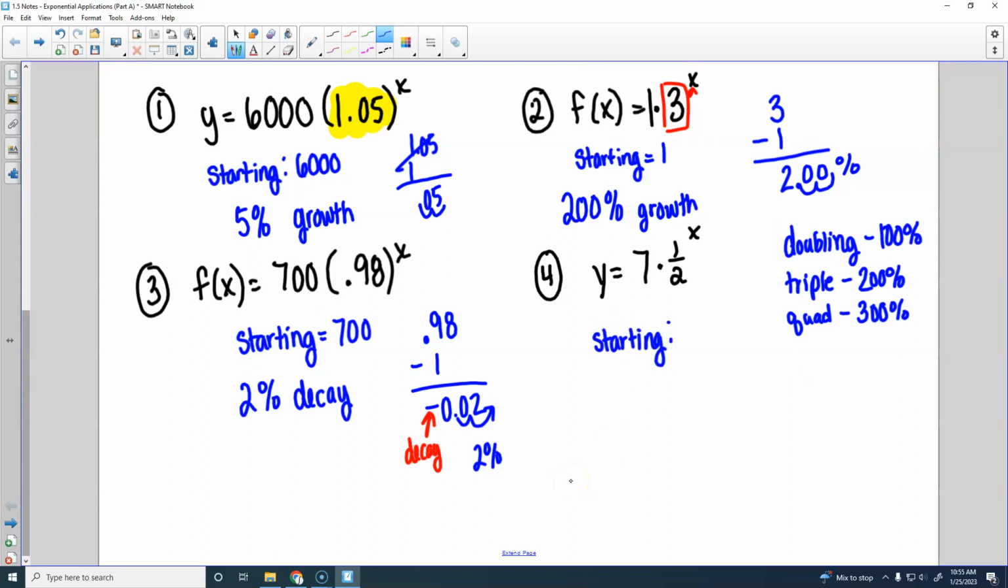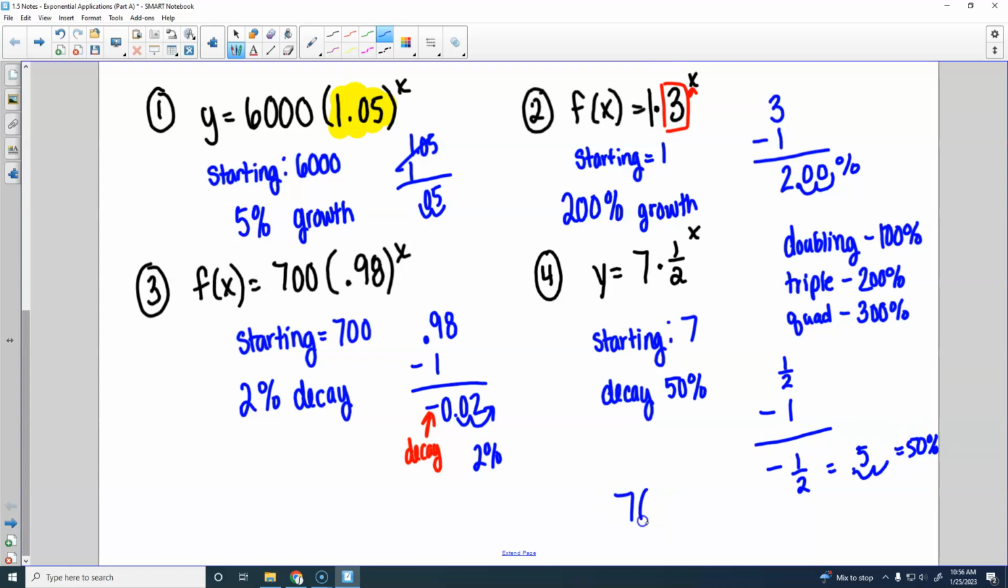Lyndon, what's my starting value going to be for number 4? Very good. All right, and what is the, or first of all, do we have growth or decay? Decay. What percentage? It's 50. This one you can kind of mess up on and still get it right, because the way that you should be doing it is 1/2 minus 1 gives you -1/2, which tells you it's decay. It's 0.5. Move your decimal 2 places, you get 50%.